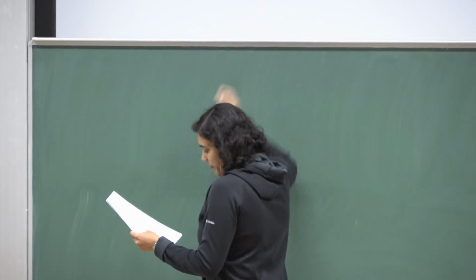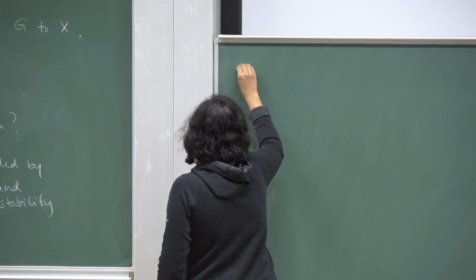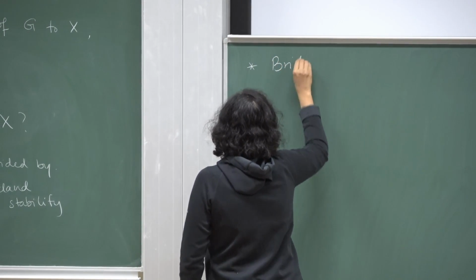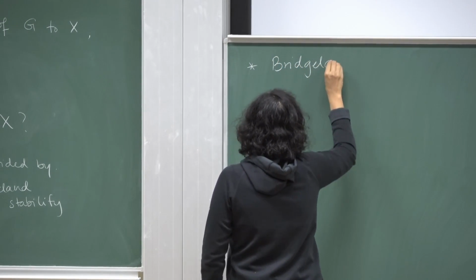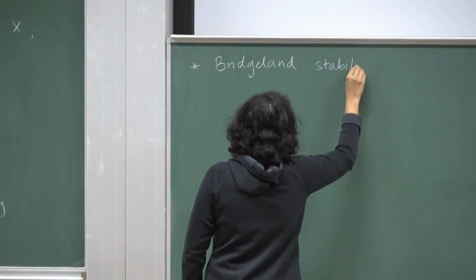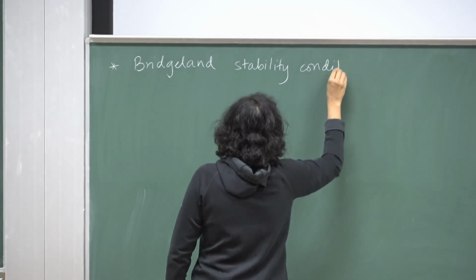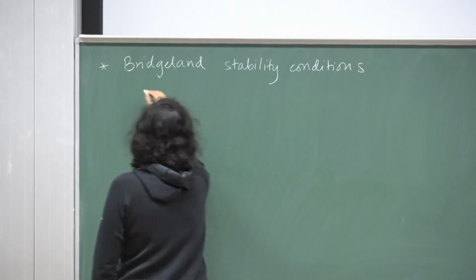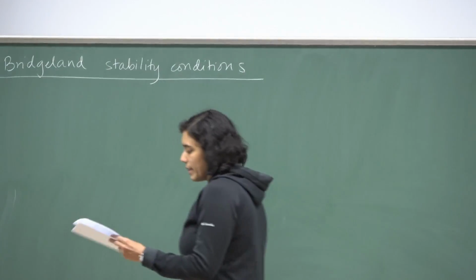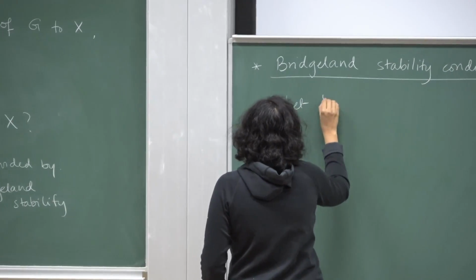Okay, so let me start off with Bridgeland stability conditions. Don't worry, I'm not about to give the full definition. Maybe that is good news or bad news, I don't know. But I'll give some analogies. Let C be a triangulated category.